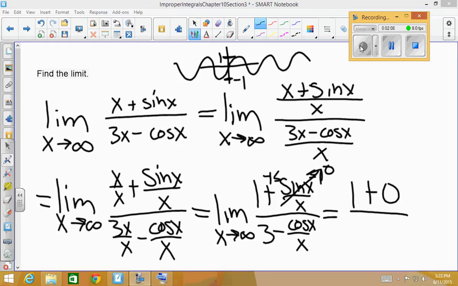Divided by, of course, the limit of 3, which is 3. And the same thing happens for the cosine of x divided by x that happened for sine of x over x. Cosine stays between negative 1 and 1, but x is going to infinity. It's getting bigger and bigger and bigger, so the cosine of x divided by x goes to 0. So in the end, we find out that our limit is 1/3. And we really didn't have to apply any kind of craziness to this. We just applied some algebra and evaluated from there.